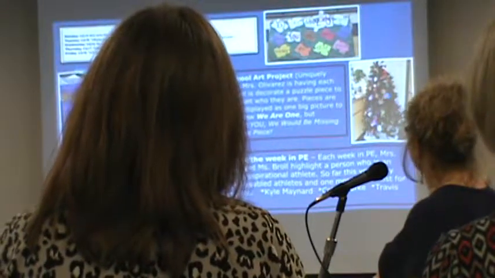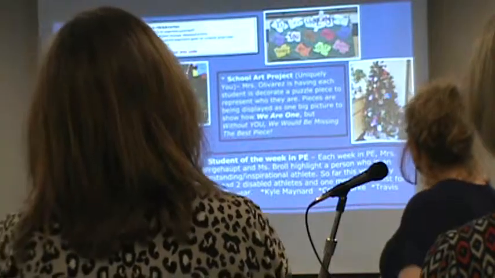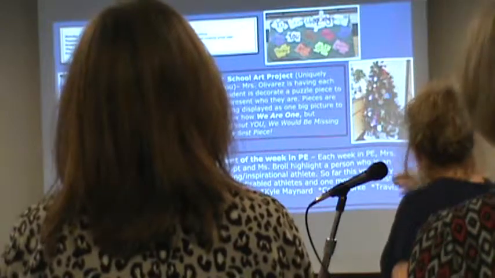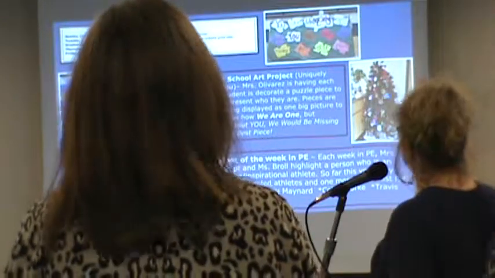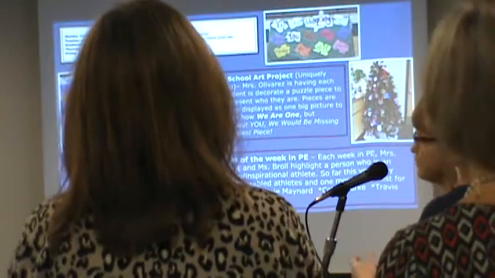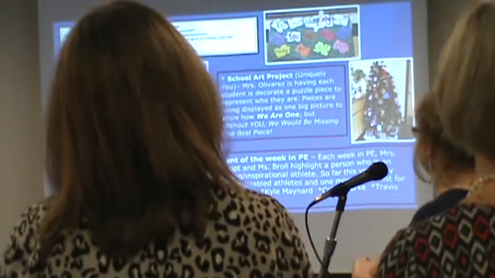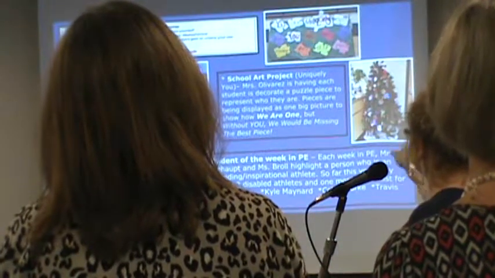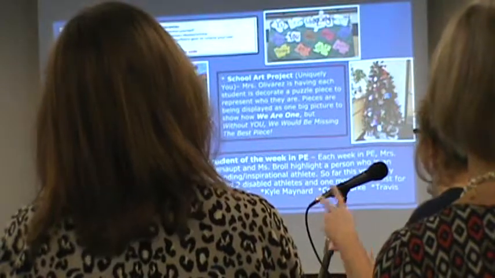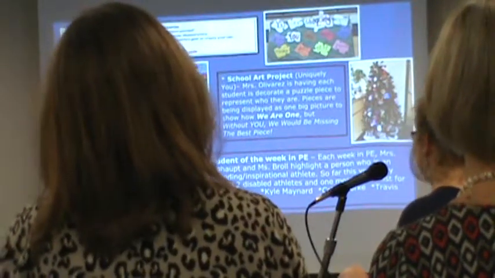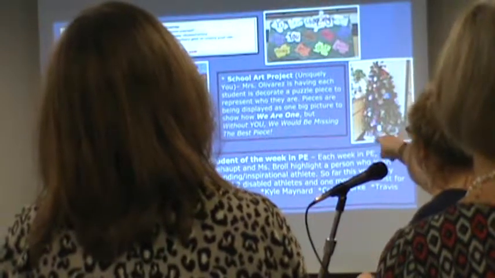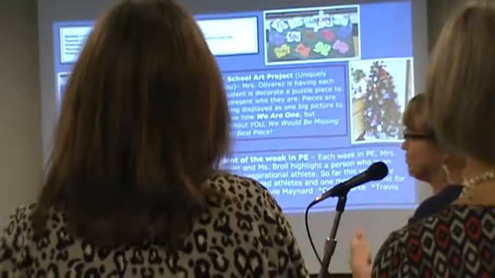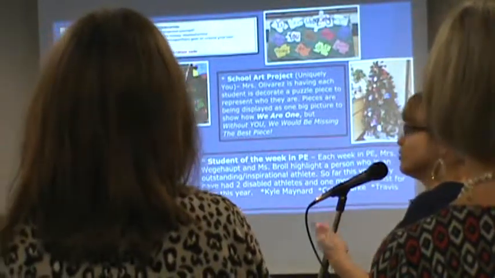This art project that Ms. Oliveras is doing is called You Are Uniquely You, without you, you're missing the best piece. She had every kid in school decorate a puzzle piece, and they're being displayed all around the school in different ways. We have a Christmas tree that has all the puzzle pieces, some presents that have puzzle pieces, and another picture of a tree that has pieces. I just highlighted that one in the middle because I loved it. I'm like, that's autism awareness right there. And no one told the kids what to do. Just do something that makes them unique.